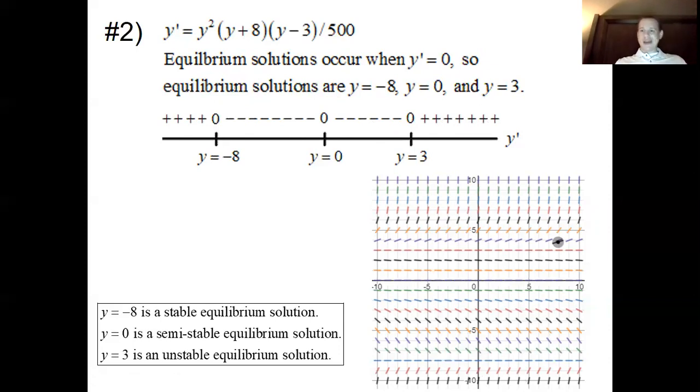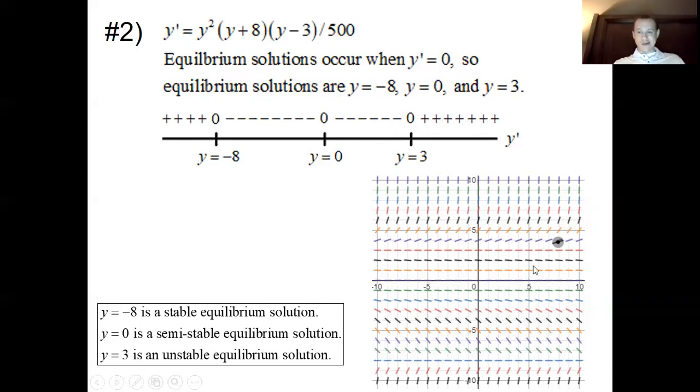So let's analyze each one now and see if they are stable, unstable, or semi-stable. Here we go. Let's start with y equals -8 at the bottom. Down here, you see on either side of it, it's converging towards it. Above it, things are going down, and below it, things are going up. So things are converging to it. So y equals -8 is a stable equilibrium solution.